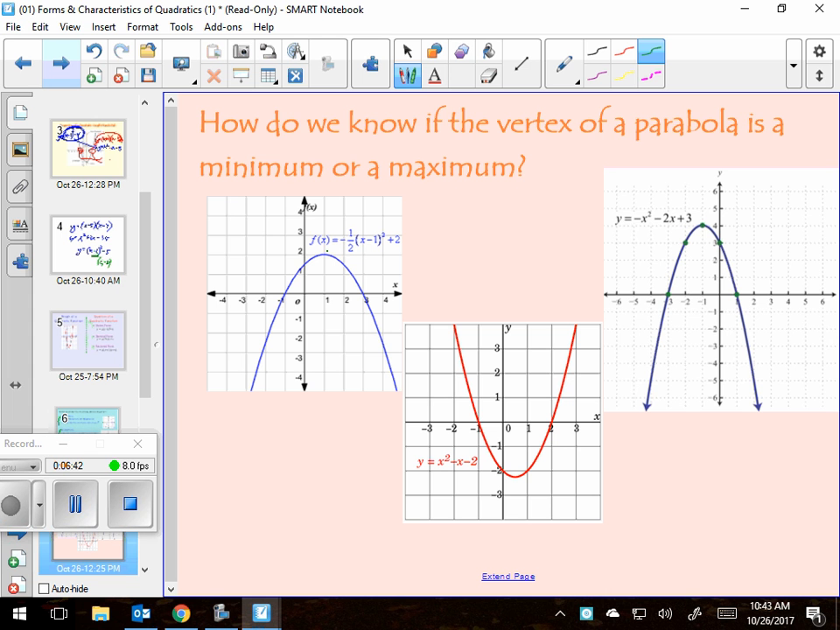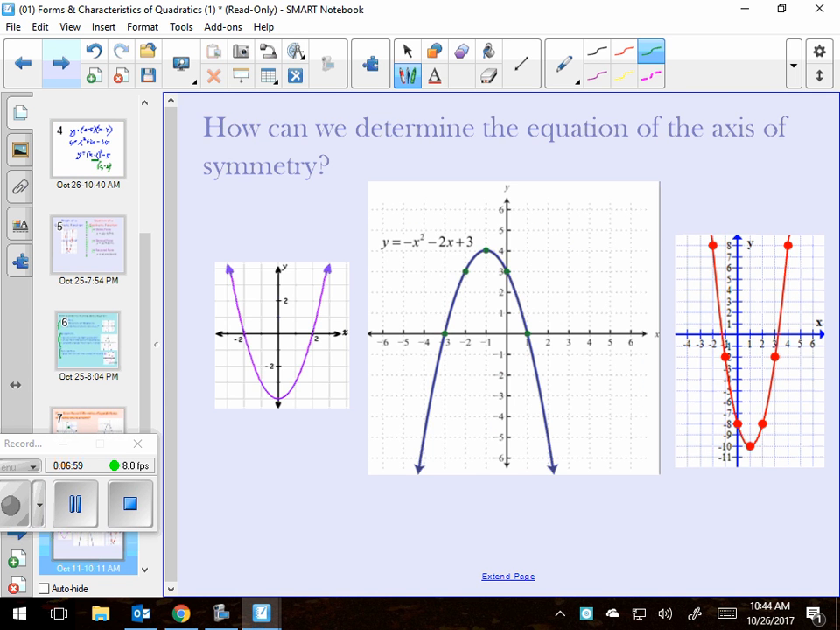Which one of these is a minimum or a maximum? The blue one or the red one? The blue one has a maximum. The red one has a minimum. So you don't have to spend much time on that. You have to know the difference: a high spot is called a maximum. Easy. How about this? The axis of symmetry.